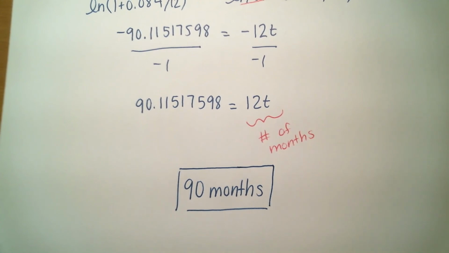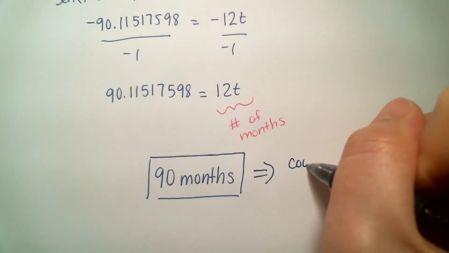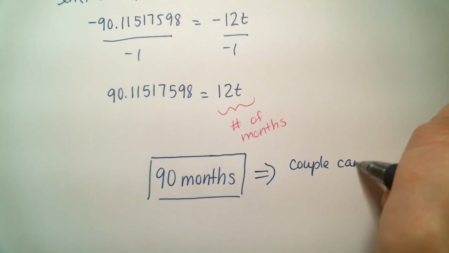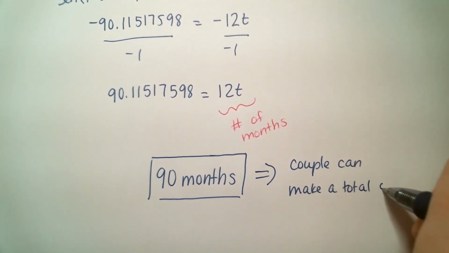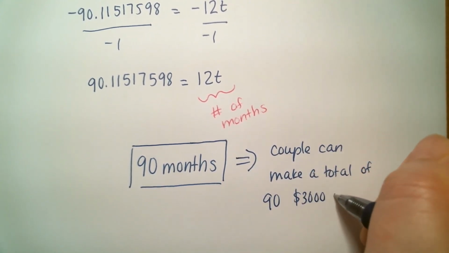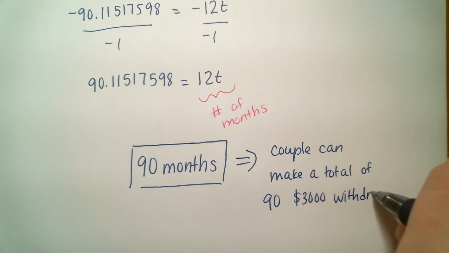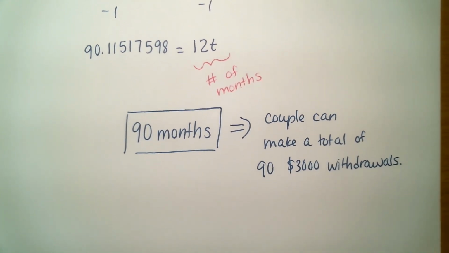months. Remember the question asked how many withdrawals can they make? Well, they're making monthly withdrawals. So we're going to write the couple can make a total of 90 withdrawals. That will bring the account balance pretty much to zero. So 90 is the answer here.